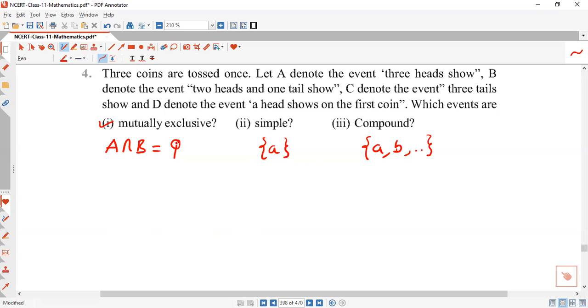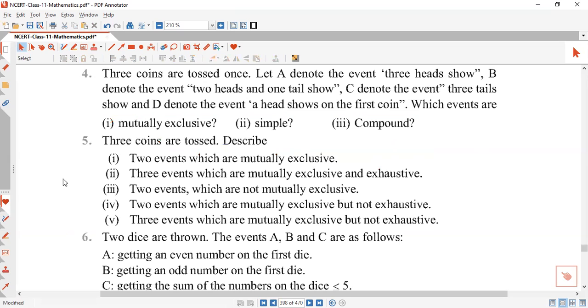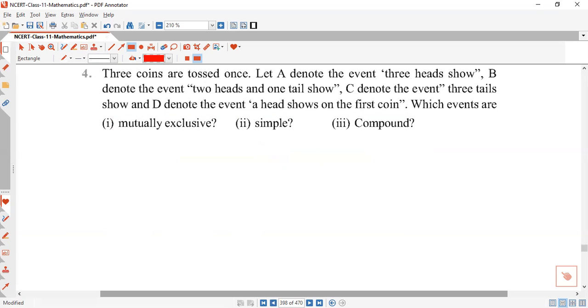A coin is tossed three times. So you have one coin. It has two faces, head or tail, and we are writing the sample space. So let's see how we can proceed in this question. First of all, you write down the sample space. Write down the sample space of the experiment. Three coins are tossed, and we will get either head or tail.